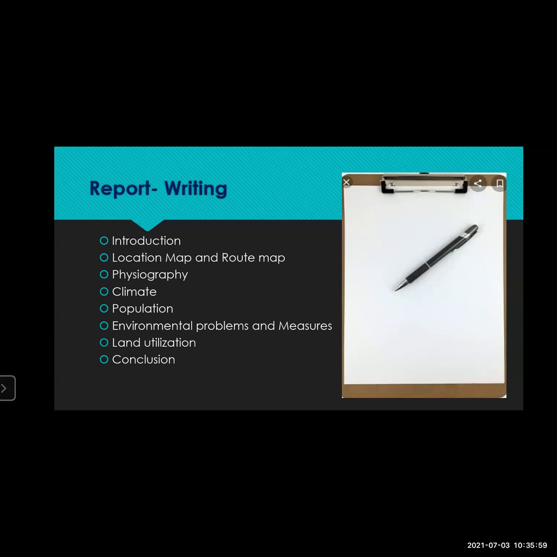Then environmental problems and measures. What environmental problems are there? Soil erosion occurs and tsunami occurs. What measures are taken to avoid this type of environmental problem? Then land utilization, how the land is utilized, how much land is utilized for settlement and cultivation. Then conclusion. Now the whole field visit, what you have learned, it will come into your concluding part.